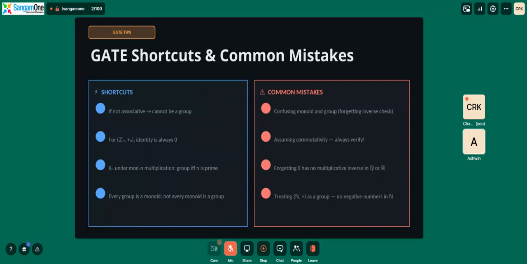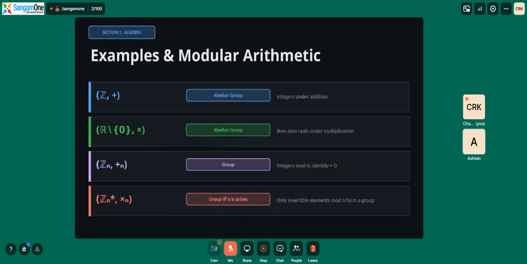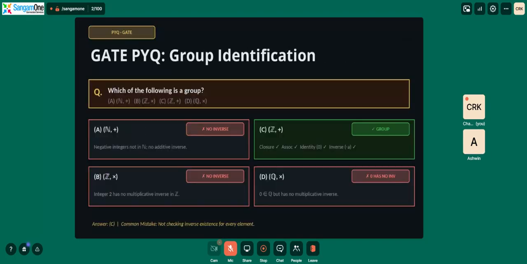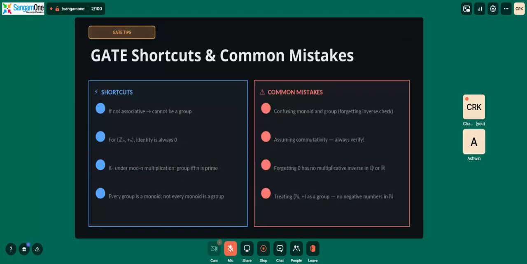The set Z_n under mod n multiplication forms a group if and only if n is prime. So every group is a monoid, but not every monoid is a group. Why? Because a monoid does not require inverses. That's why every group is a monoid, but not every monoid is a group.